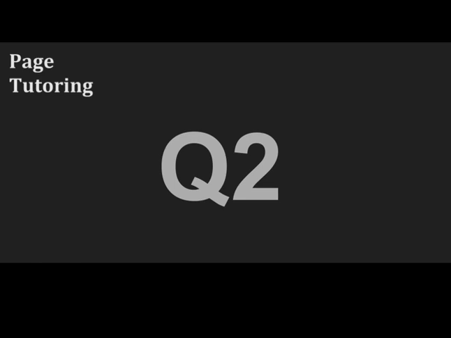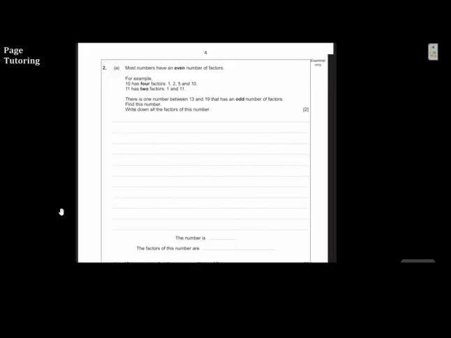Now for question 2. So this question tells us a bunch of information about factors. So it says most numbers have an even number of factors, and then it gives you some examples. So 10 has 4 factors, 1, 2, 5, 10. 11 has 2 factors, 1 and 11. So they both have an even number of factors. But then the question goes on to tell you that there's one number between 13 and 19 that has an odd number of factors. Find this number.